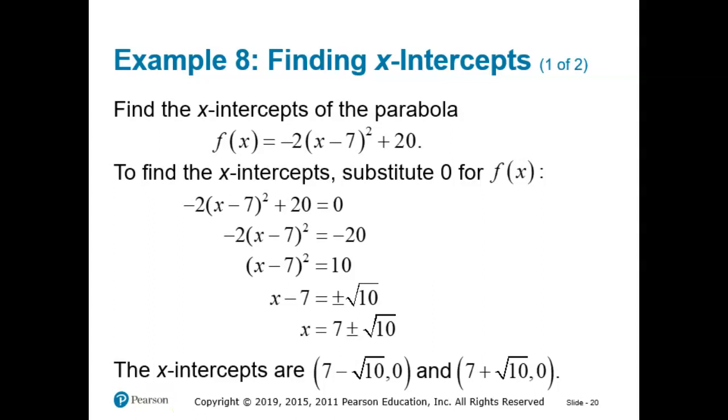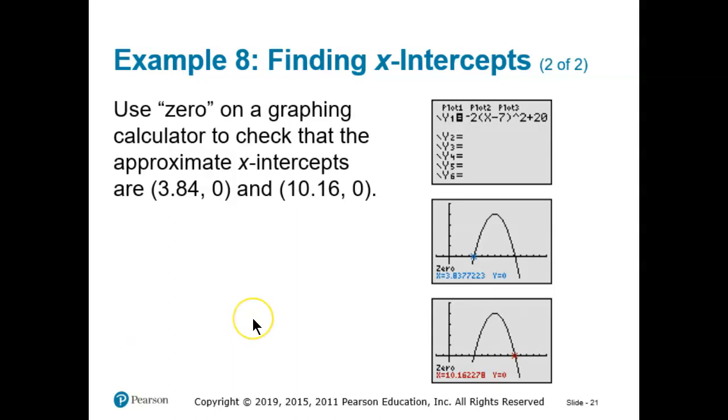So finding the x-intercepts has us understanding that that is where it crosses, and we should be able to check that on our graphing calculator.